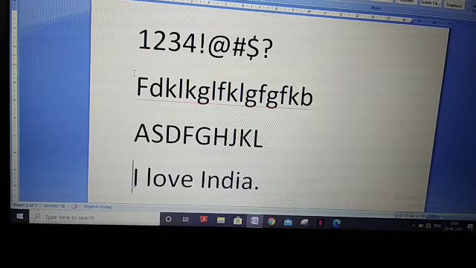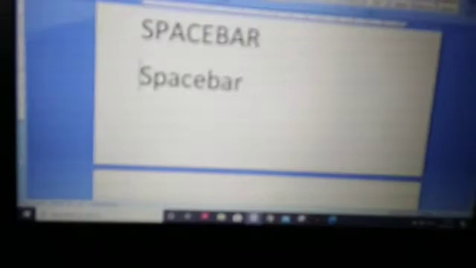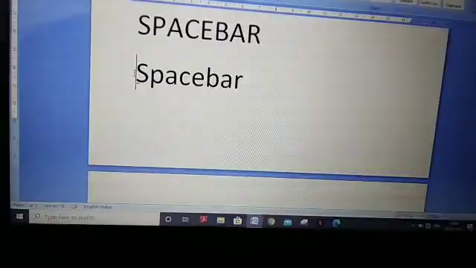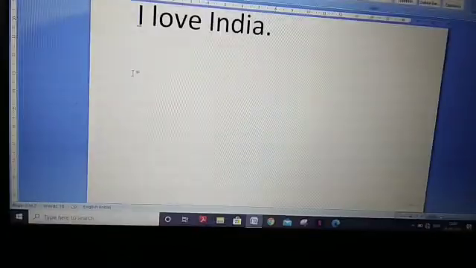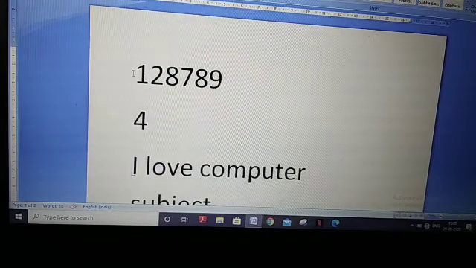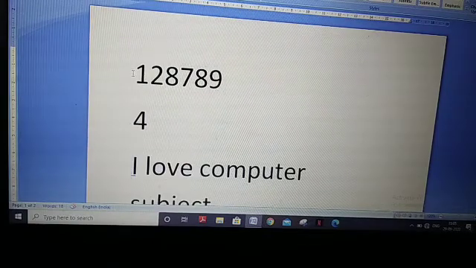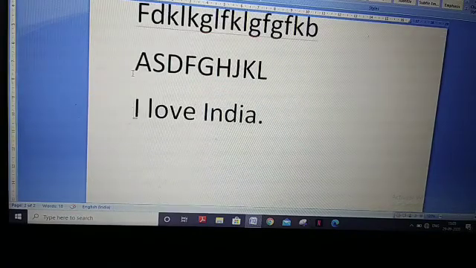Understood, no? Now to go to the first page, we can press the page up key, and to go to the next page, page down. To move page up, we use the page up key, and to move page down, we use the page down key. Understood?